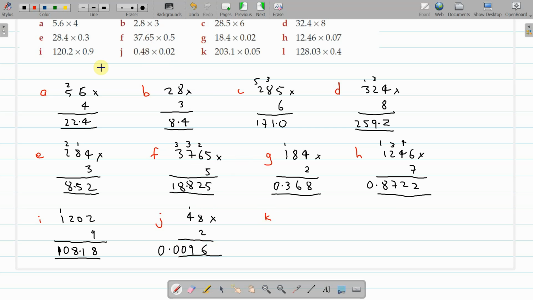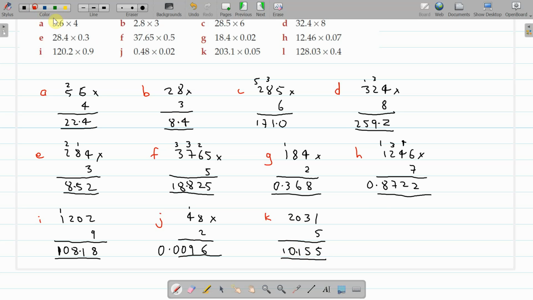K. 2031, because I've taken out the point, and 5. Take point out of that one. Answer will have 1 and 2 there, 3 decimal places. 5 1s are 5, 5 3s are 15, 5 2s are 10. 3 decimal places. There they are.